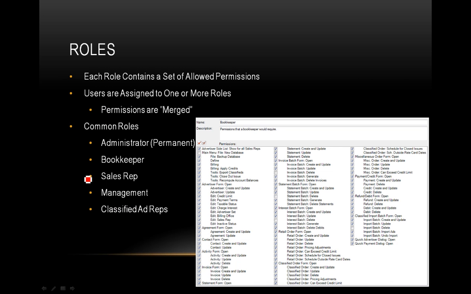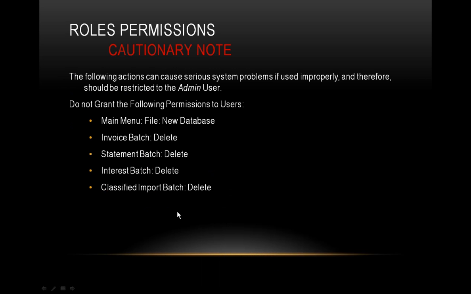First thing we want to talk about are roles. Each role contains a set of allowed permissions for a given user. Users are assigned to one or more roles, and the permissions then are merged. Some common roles include the administrator, which is a permanent role, and you cannot delete that. You may have a role for your bookkeeper, a sales rep. Management may have their own roles, as well as classified or retail clerks. Here's an example of a bookkeeper role. You can see all the checked areas are permissions that they have. So the bookkeeper has almost all permissions except for a few that are unchecked, and we'll talk about those later.